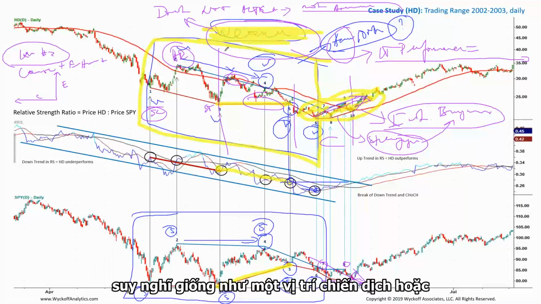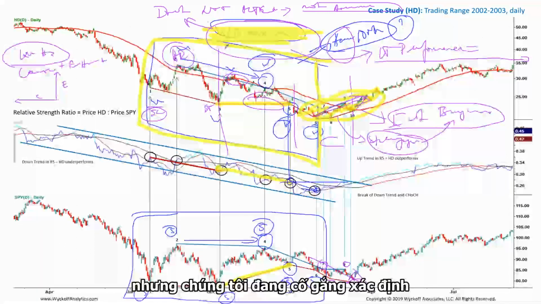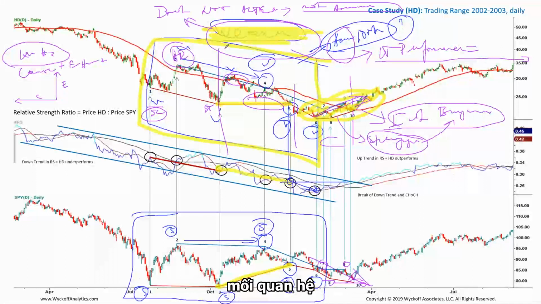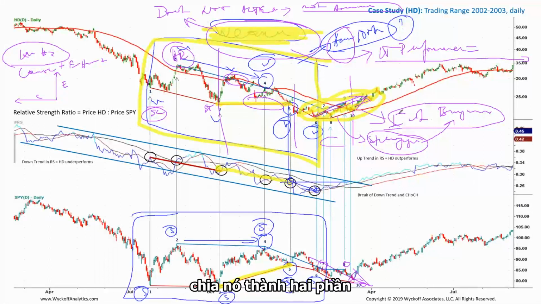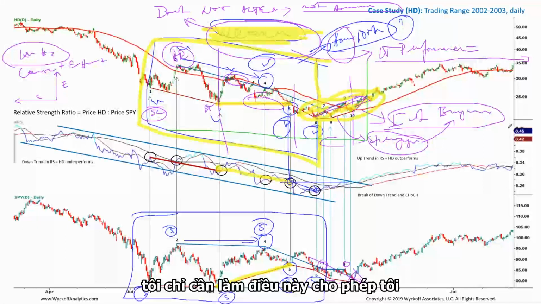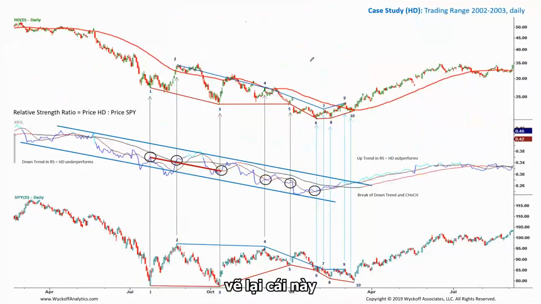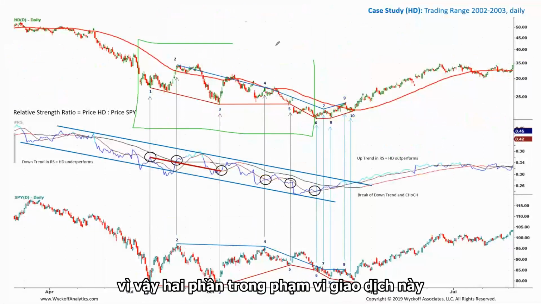So anyway, I would be thinking of like a campaign position or a long-term position. This could happen this way, but we are trying to define the relationship between causality and the effect. And we are saying that leadership is causal. So therefore, if we would take this whole trading range, we're going to maybe divide it into 2 portions. Let me just do this. Let me redraw this. So 2 portions to this trading range.